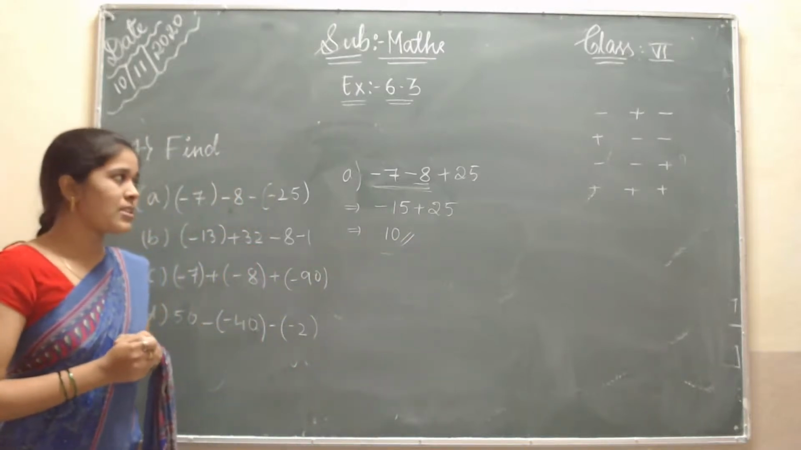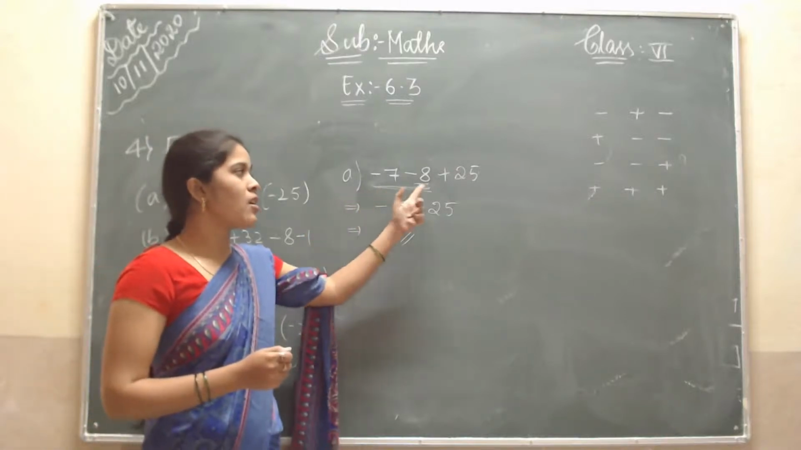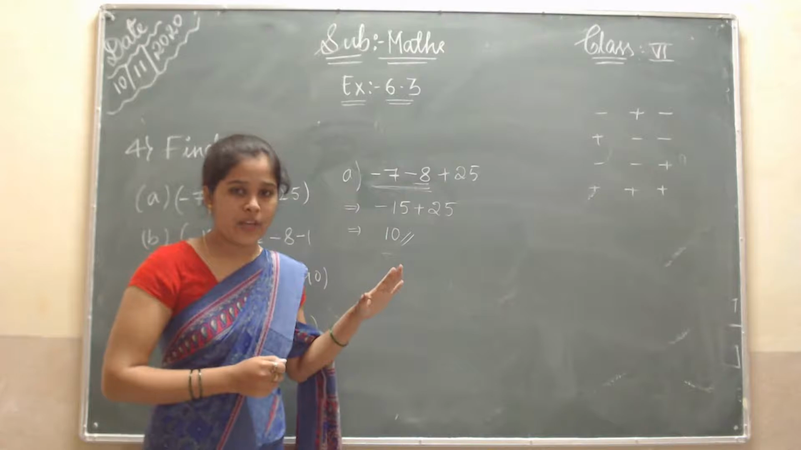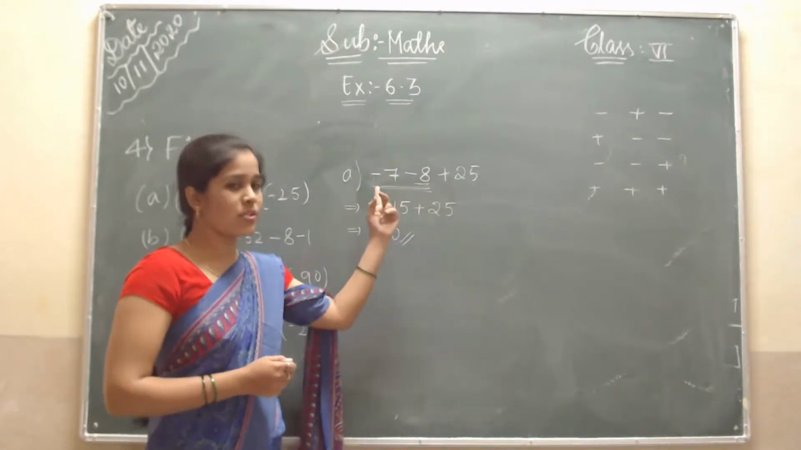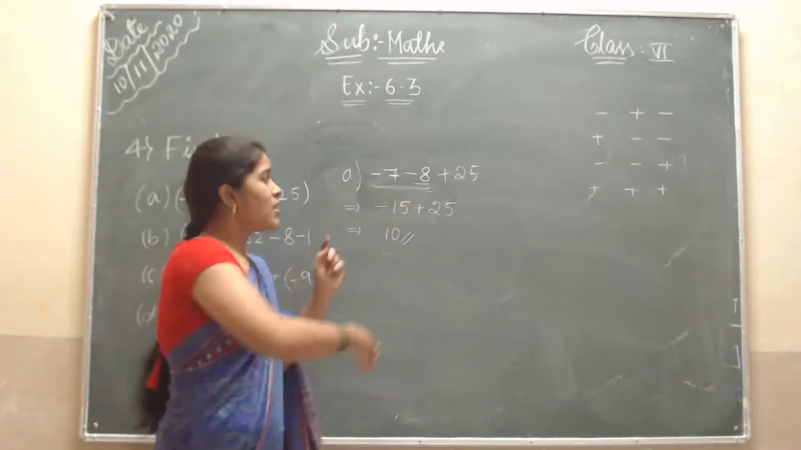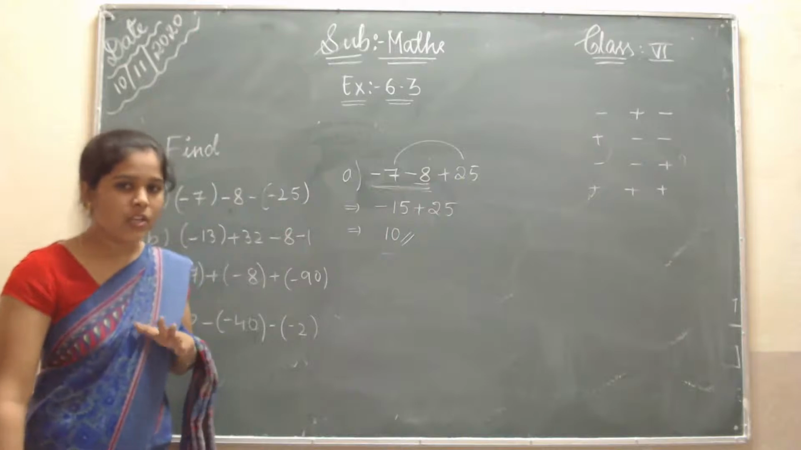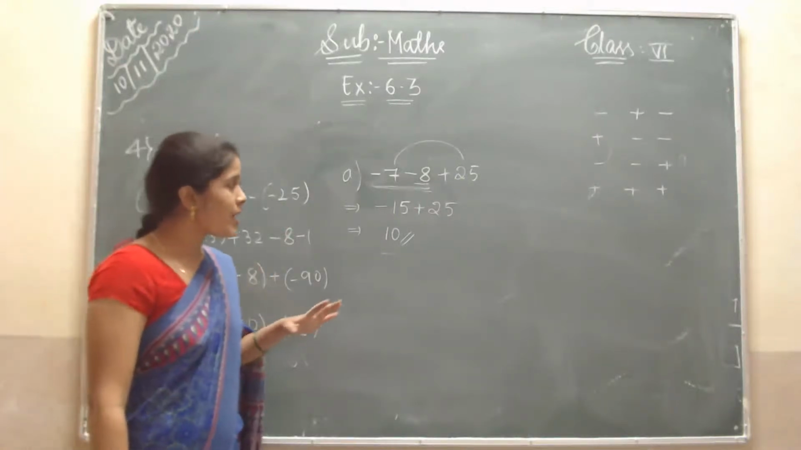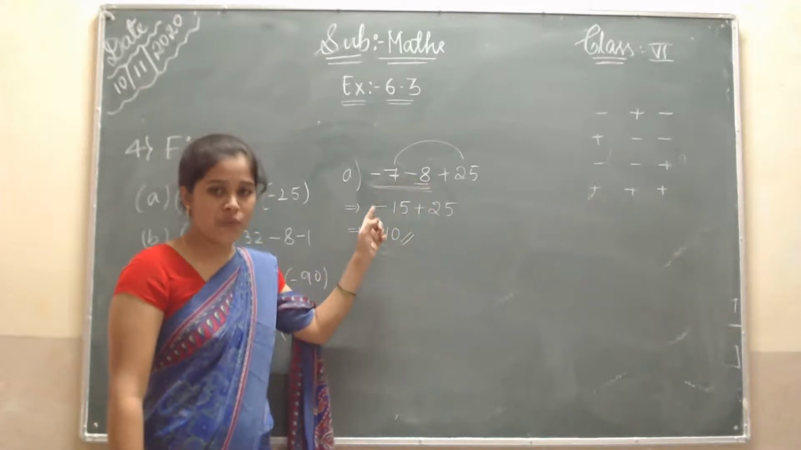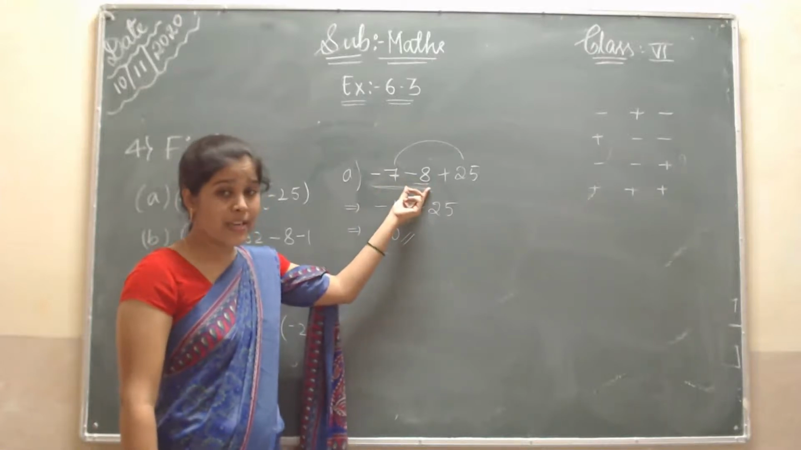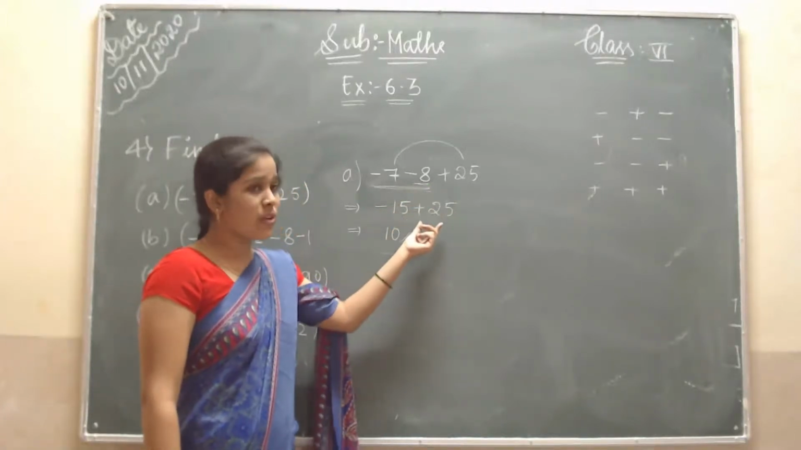Once again I will explain. See here, there are three integers in this question. In this A part there are three integers. First we will solve one by one. We have to take these two, then we have to add. Otherwise take these two, then subtract with this. Otherwise take these two, then subtract the answer with minus 8. It is your wish, it depends on you. But I am taking these two first. Minus minus plus, 8 plus 7 is 15. But in this the greater number is 8, so in front of 8 there is a minus, so minus 15. Plus 25 keep as it is.